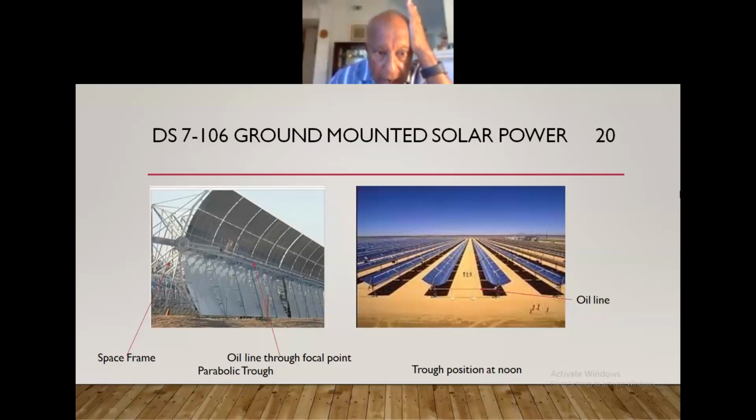These troughs are supported by the space frame, and also they rotate around this fulcrum to follow the sun. Here is the trough position at noon, they are facing vertically up with the hot oil lines running in the middle. Here is the hot oil line. And then they are in series and parallel to make sure the hot oil temperature increases as much as possible to somewhere around 700 degrees Fahrenheit.